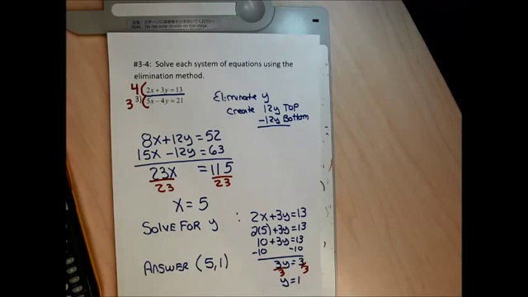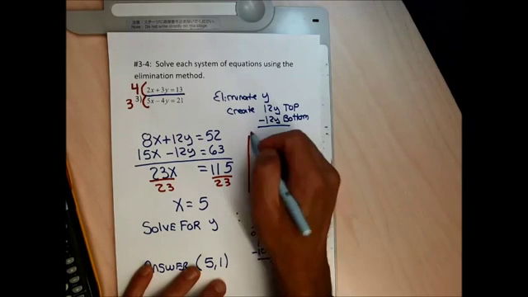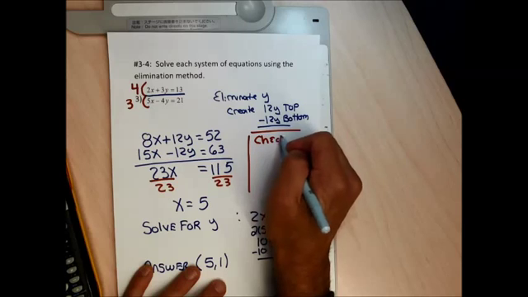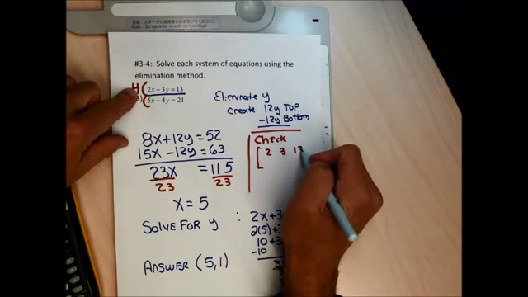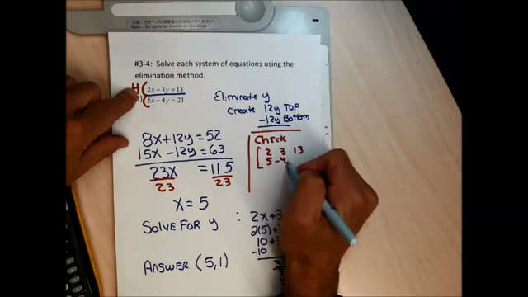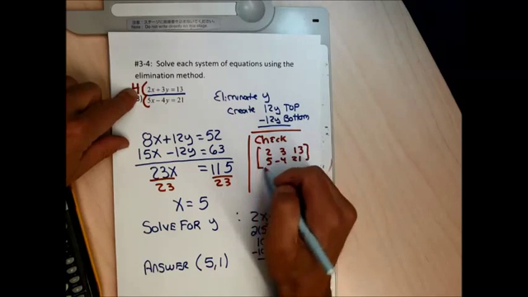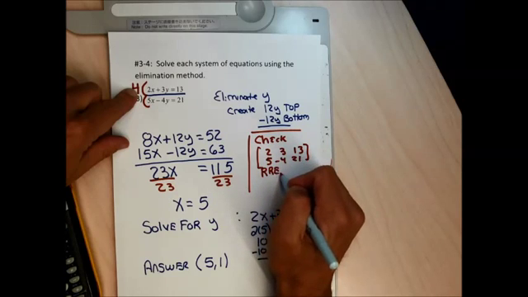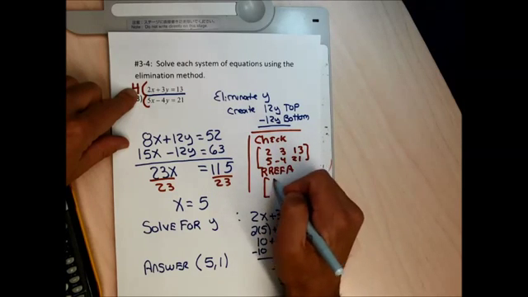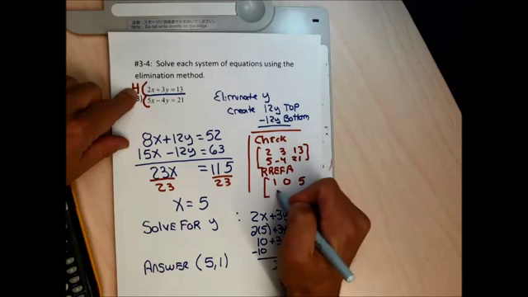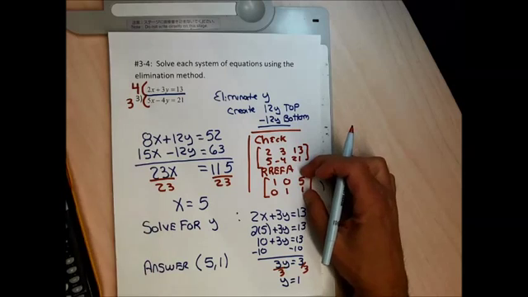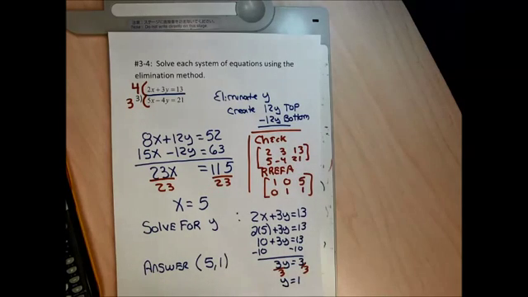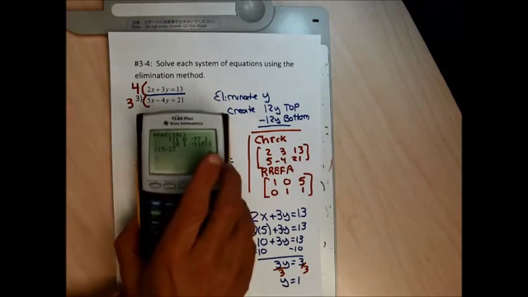To check this, because it's so easy to check, I should check. To check, I'm going to enter the matrix 2, 3, 13, 5, negative 4, 21. I'm going to do RREF A, and I better get 1, 0, 5, 0, 1, 1 because the answers always wind up in this right-hand column here, and that's x equal to 5, y equal to 1. Super easy to do on my calculator, so I'll do it real quickly.